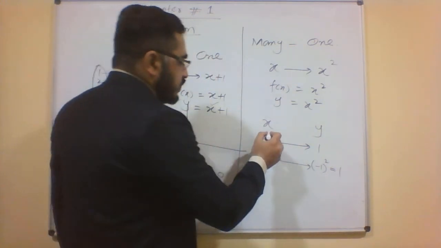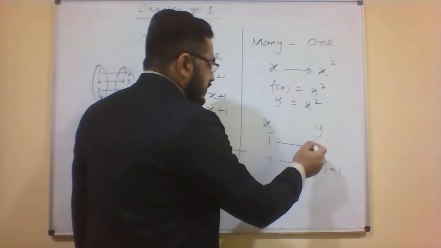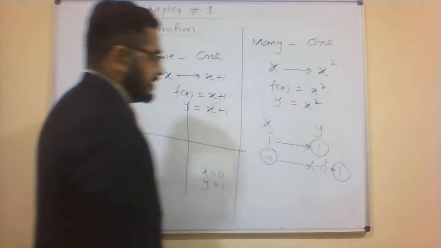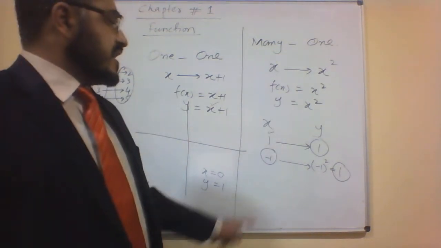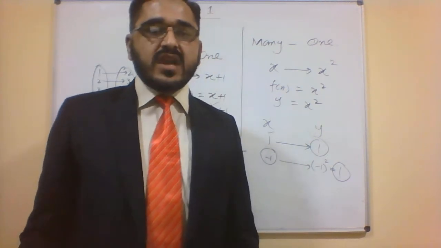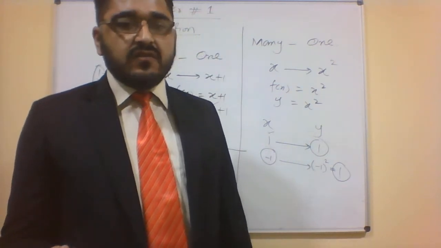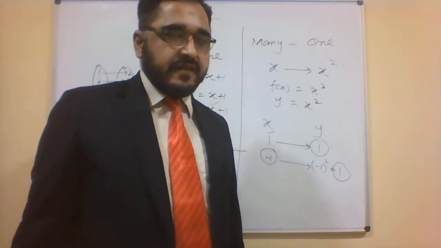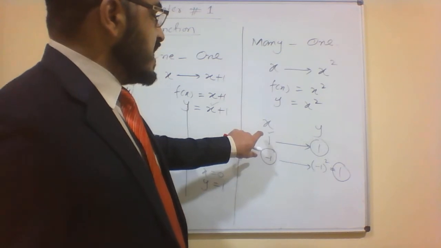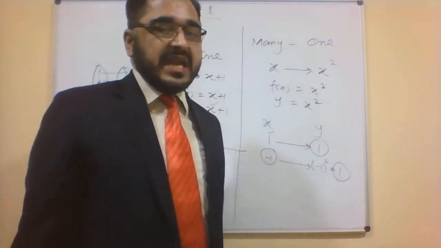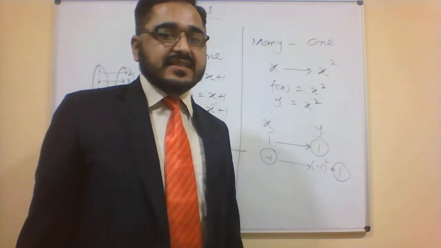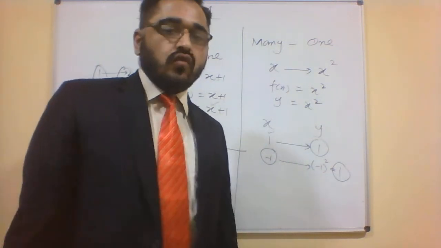Look, at x equal to 1, we are getting y equal to 1. At x equal to minus 1, again we are getting 1. It means on different values of x, we are getting the same value of y. Then this mapping is many-one. From many values, we are getting one value. Due to that, we are saying this mapping is many-one.